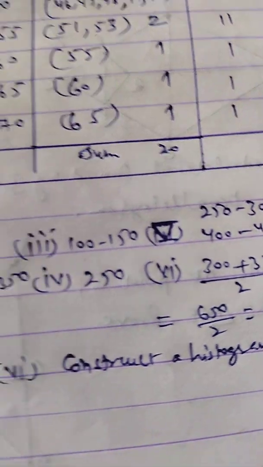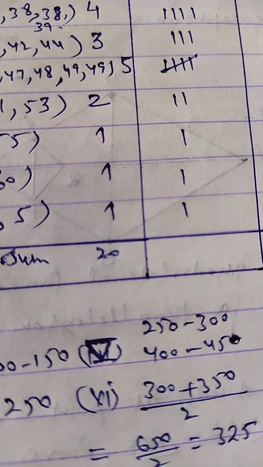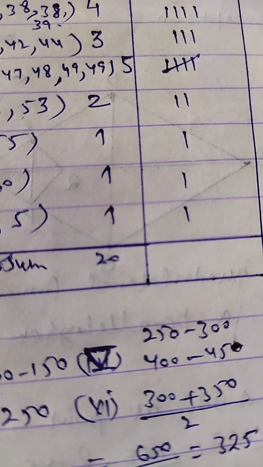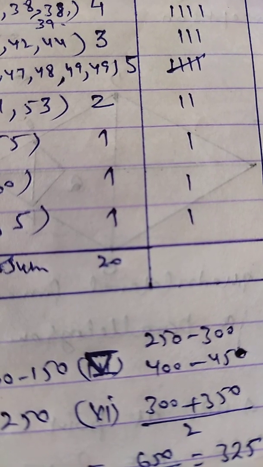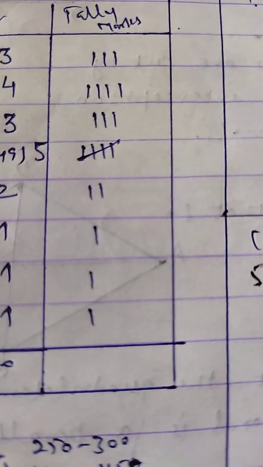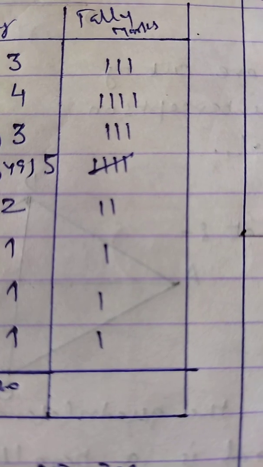325. Then in the last part, you have to draw the histogram that I explained to you in question number 1, how to draw the histogram. Start with the class intervals on the x-axis and their frequencies on the y-axis and draw the histogram. So you can do that on your own. If any difficulty arises during the live class, you can ask me.